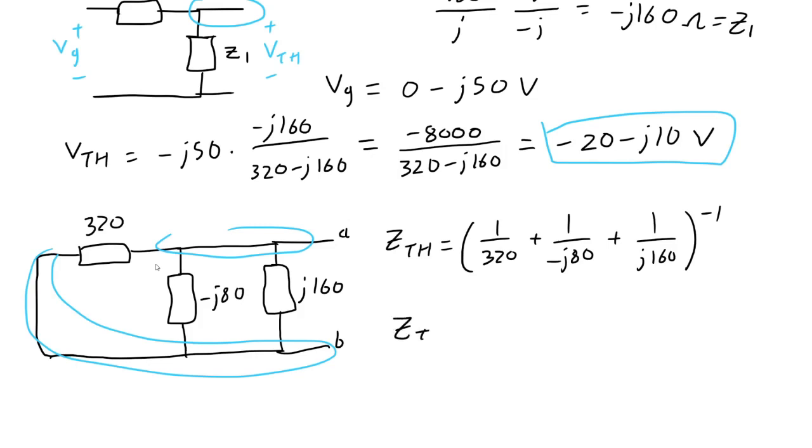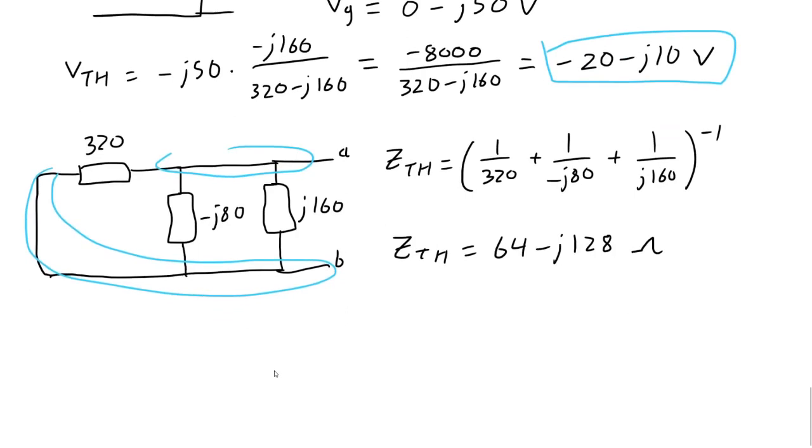That means Z-Thevenin is 64 minus j128 ohm. Now this is only valid for this frequency given, which is 400 radians per second. This impedance will change with frequency, but in this case, it's like this. So at this particular frequency, the reactance of the capacitor is dominating. That's why there's the minus here.